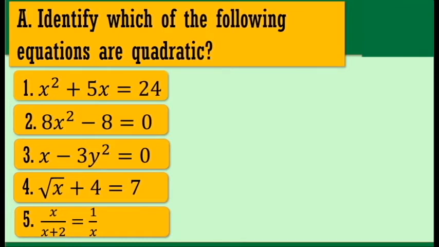So we have here the 5 items, right? So let's have the first one. X squared plus 5x is equal to 24. Is that quadratic? Again, is that a quadratic equation? Let's see. That is a quadratic equation. Very good. Why is this a quadratic equation? Even though at the left side, it only consists of 2 terms, and the right side is not equal to 0.